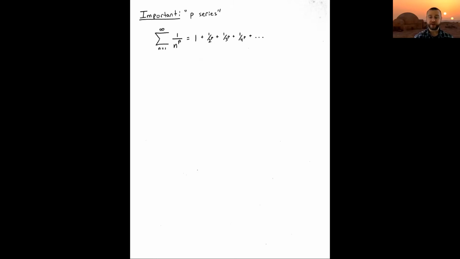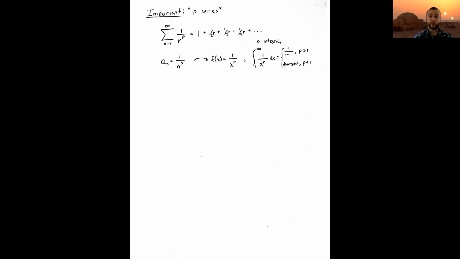Now, for an infinite series, our variable is n. Our general term will be 1 divided by n to the p. And what we get for our terms here are 1, that is the case where n equals 1, and then you get 1 over 2 to the p, plus 1 over 3 to the p, and 1 over 4 to the p. And that continues forever since we have an infinite series.